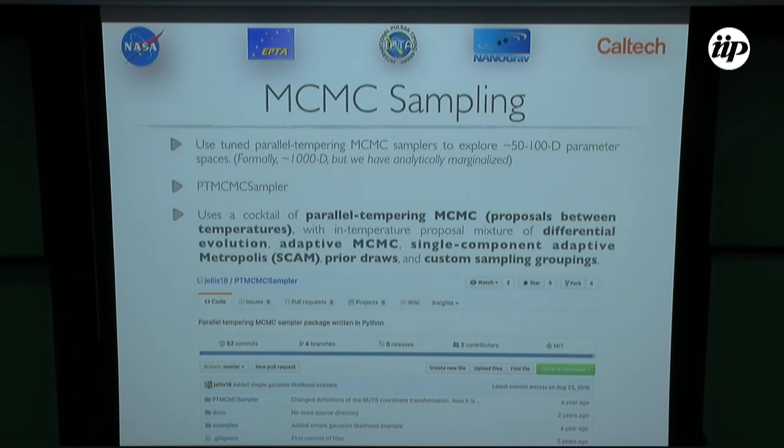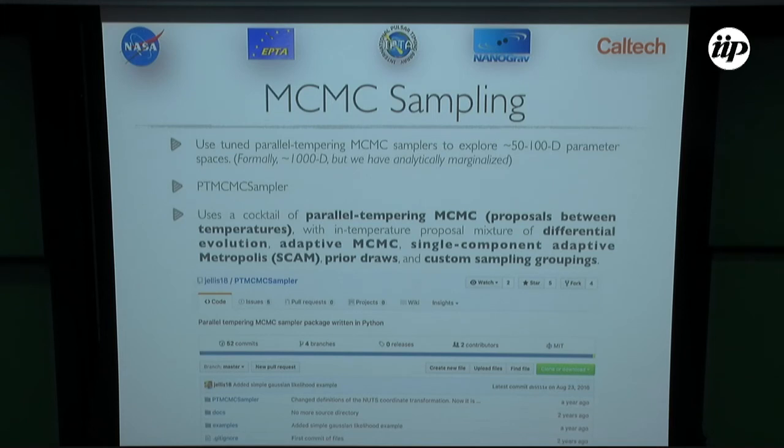So all of this is pretty well tuned, but the code is general. So it will do all of these things automatically. You will have to know your prior space and make your own prior draw functions, which you can actually make a part of this model. You also have to form your own custom sampling groupings. By default, it will just search over the entire parameter space. But all of this makes our MCMC exploration really, really good, I think. Any questions about that?